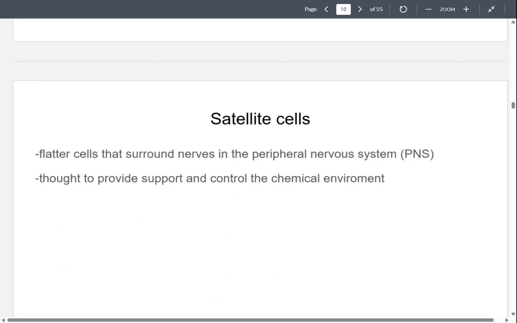Satellite cells tend to be flat cells that surround the nerves of the peripheral nervous system, kind of like the astrocytes and microglia do around the central nervous system. We think they provide support and control the chemical environment, just like the astrocytes and microglia do. But it is a think. We have not definitively been able to prove that yet. So there's a question mark on what exactly they do, which is why they're not included in the count.